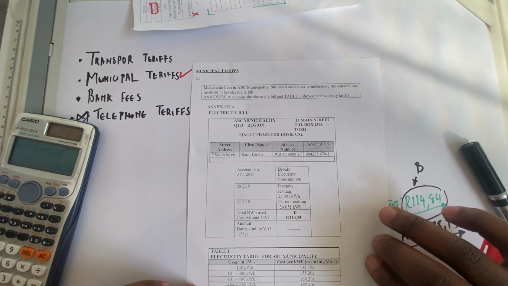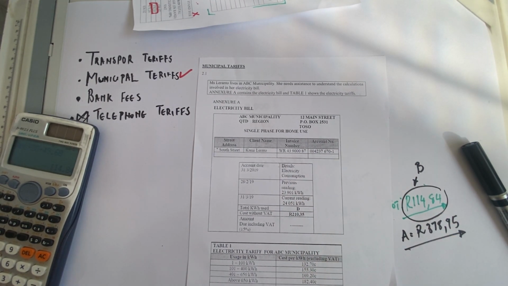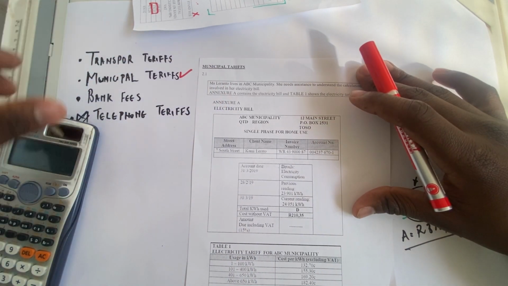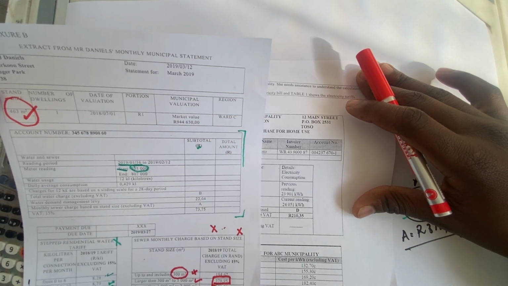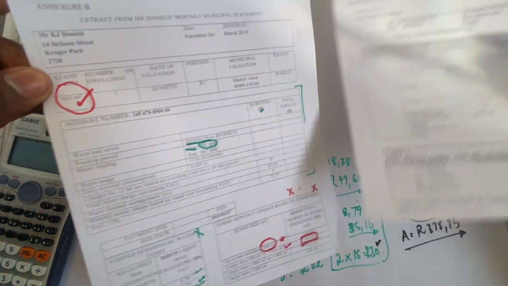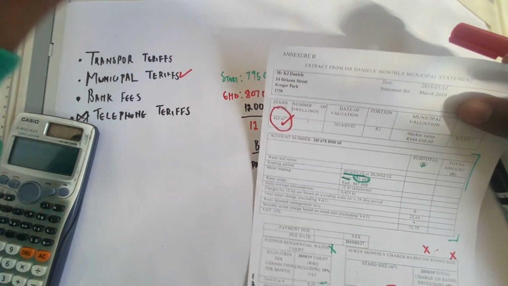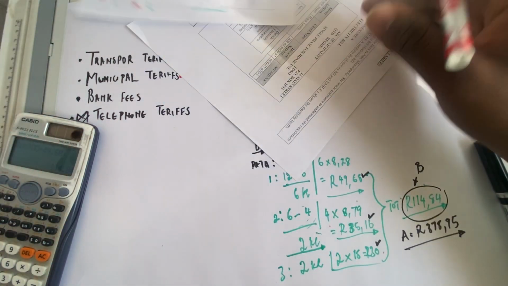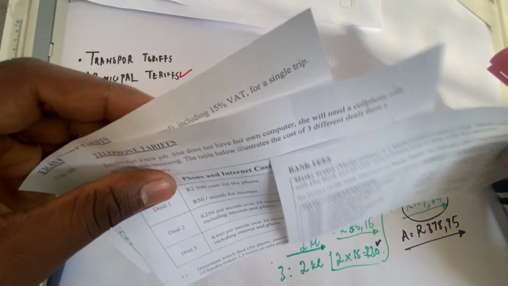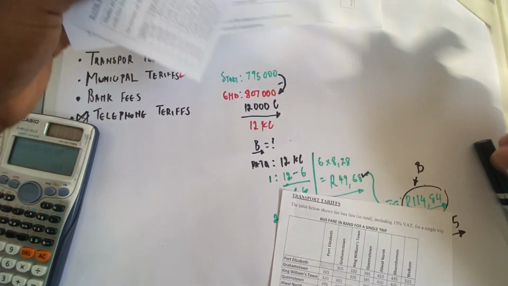Now let's deal with the second one, which is the municipal tariff. Again, this one is of a water system. Nope, let me not handle this one, because I've already dealt with it. Here is the municipal statement. So nope, sorry about that. Let me just bring in another one which we can handle. So let's deal with this one.